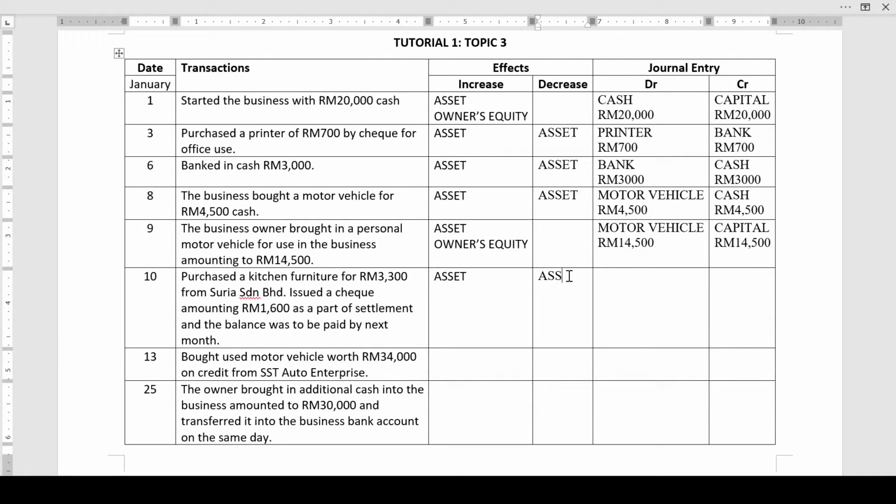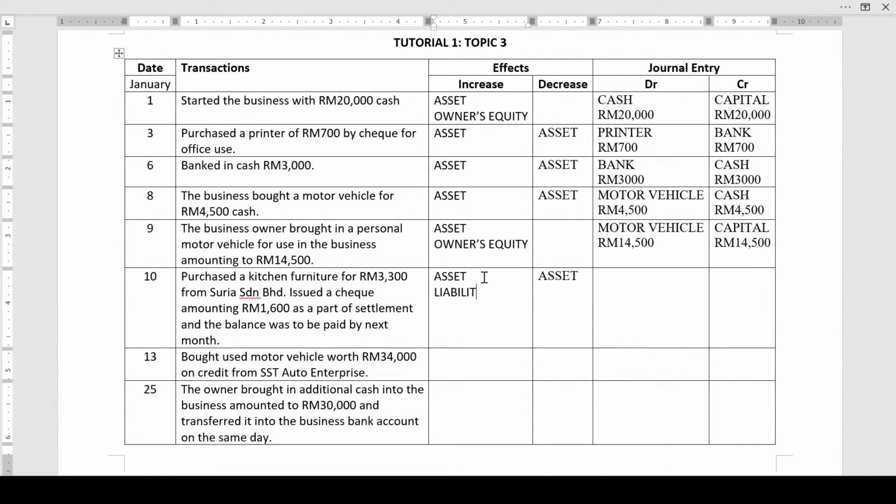Next, another part of the settlement was to be paid by next month. So what should we do with this one? There is a financial obligation. So you owe them money, meaning that there is an increase in the liability because you add to your liability. So increase in liability.